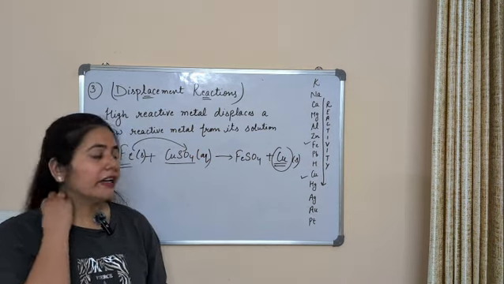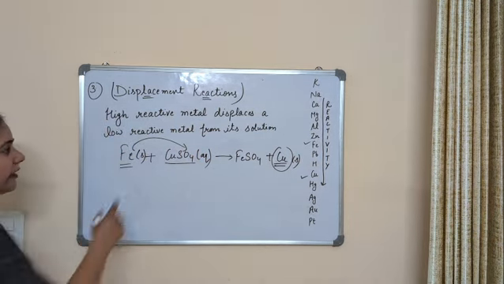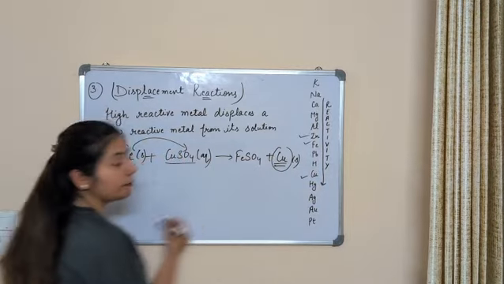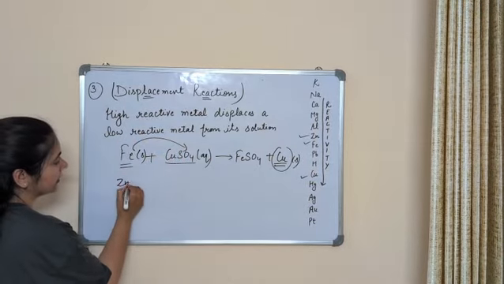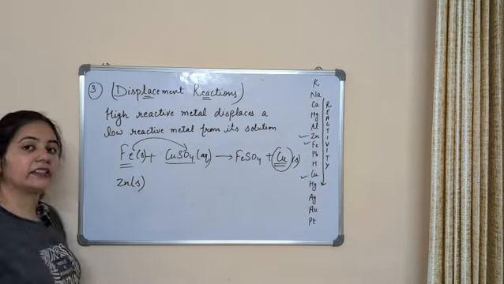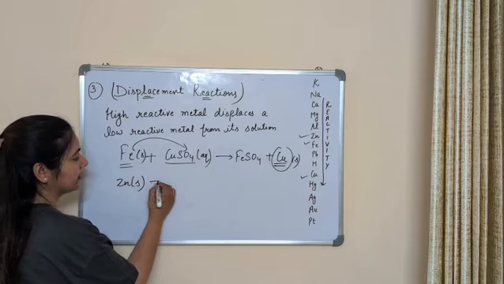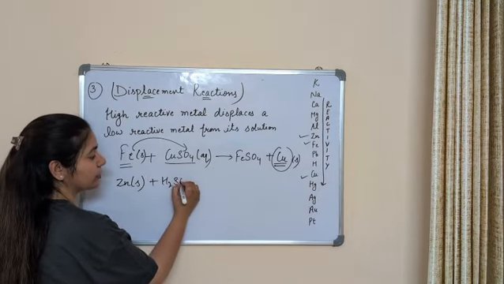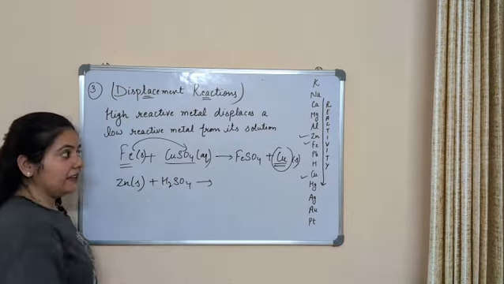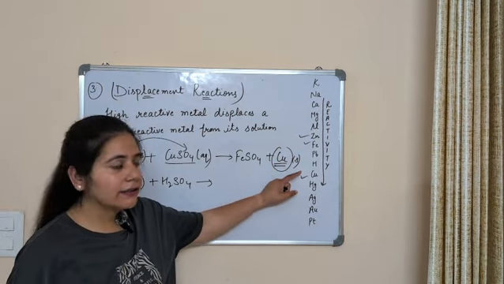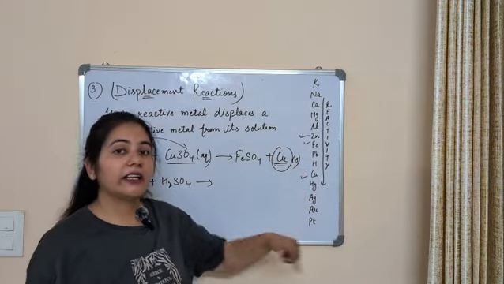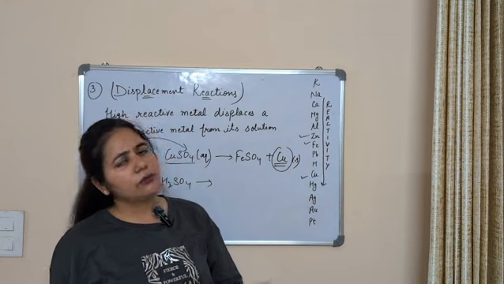In a similar way, we can also do one more thing. Let us take an example of zinc now. I am taking here the example of zinc, and now I am going to react it with sulfuric acid, that is H2SO4, dilute H2SO4. Again from the series it is clear that zinc is more reactive than hydrogen itself. So again what will it do?